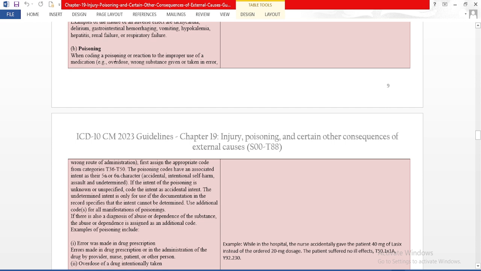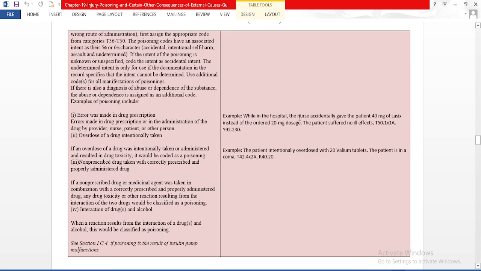So what is poisoning? When coding a poisoning or reaction to the improper use of a medication, first assign the appropriate code from categories T36 to T50, then the condition code. We have an example here. While in the hospital, the nurse accidentally gave the patient 40 milligrams of Lasix instead of the ordered 20 milligram dose. The patient suffered no ill effects, T50 here. Here the error was made in the drug prescription or in the administration of the drug by a provider, nurse, patient or other person, or the drug was intentionally taken, which will come under poisoning.